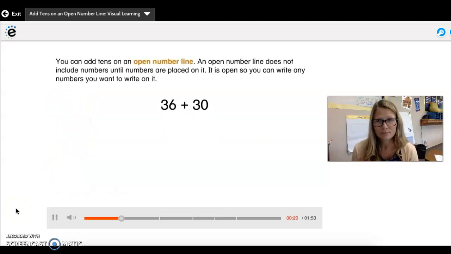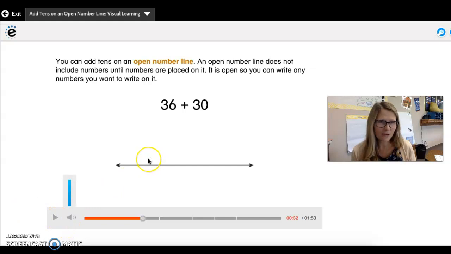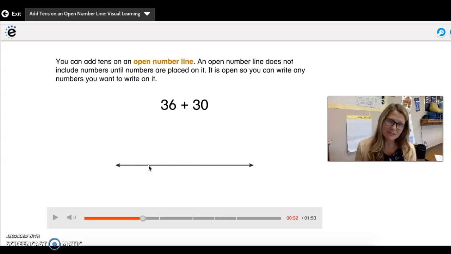You can add tens on an open number line. An open number line does not include numbers until numbers are placed on it. It is open, so you can write any numbers you want to write on it. Remember, we can start at any number because a number line with the arrows on either end tells us that we can go backwards and we can go forwards. That is the great part with number lines.